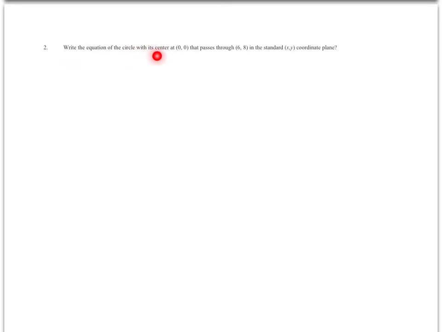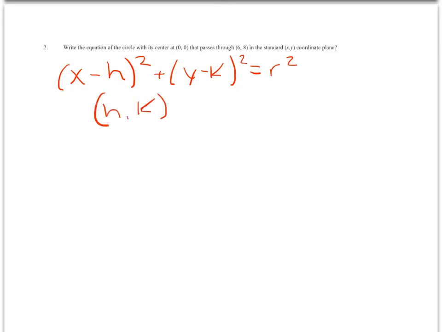Write the equation of a circle with its center at 0, 0 and passes through the ordered pair 6, 8. First of all, the standard equation of a circle is x minus h squared plus the difference of y and k squared, which equals r squared. In this case, hk is the center, and r is the radius.